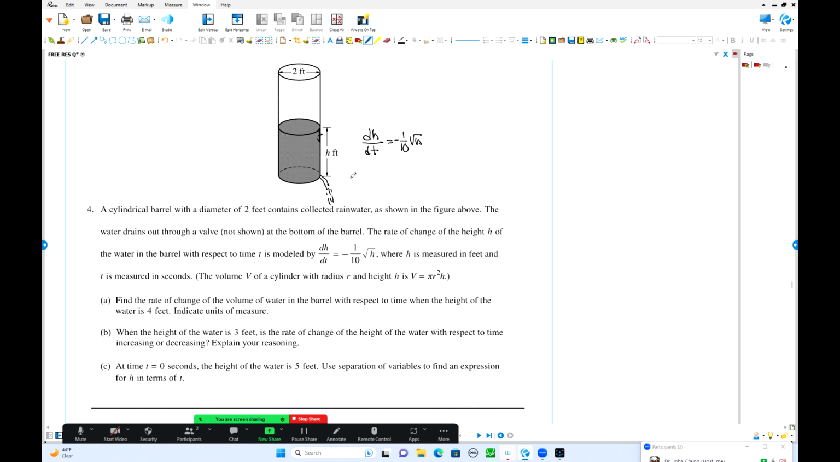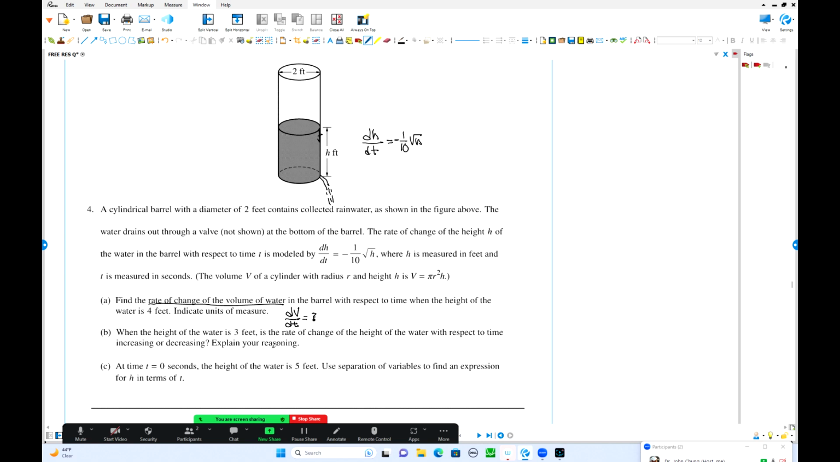The volume is given. Volume equals pi r squared h; we know that the volume of a cylinder is the base area, pi r squared, times the height. Now we have question number 8: find the rate of change of volume with respect to time, which is dV/dt.